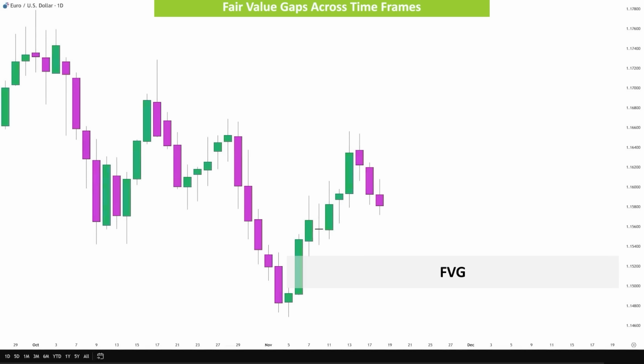This specific gap was created by strong buying pressure and sustained upside momentum throughout the session. We expect price to eventually revisit this fair value gap and offer a potential long opportunity. However, for a day trader, this area is simply too wide to trade effectively. Because of that, we need to drop down to lower time frames and refine it.